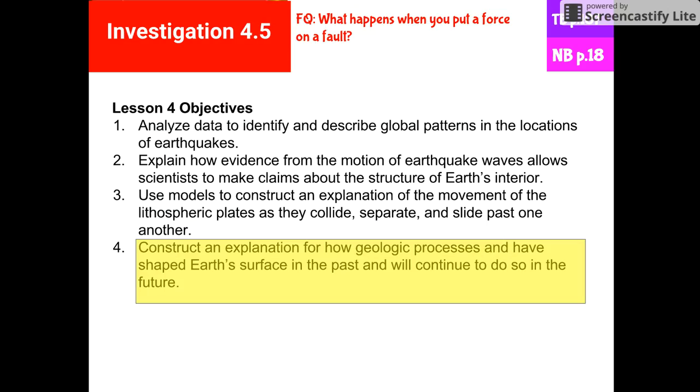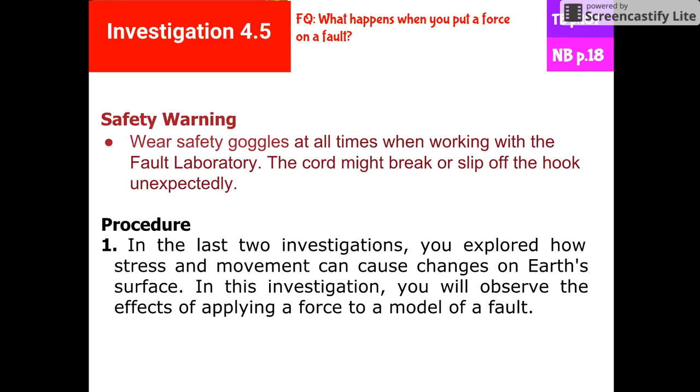boundary. As we move on to investigation 4.5, we're going to construct an explanation for how geological processes have shaped the Earth in the past and will continue to do so in the future. Number one here talks about the last two investigations. We explored the stress and movement that can cause changes on Earth's surface. Today we're going to be applying a force to that in a model.